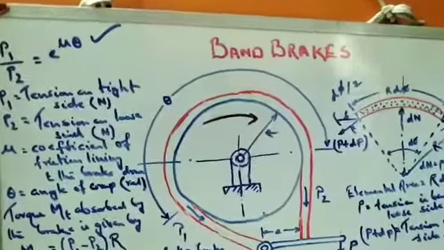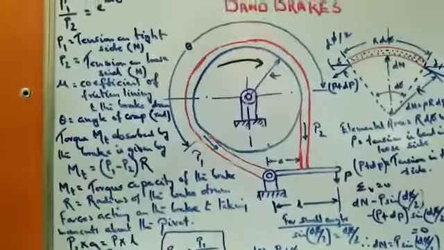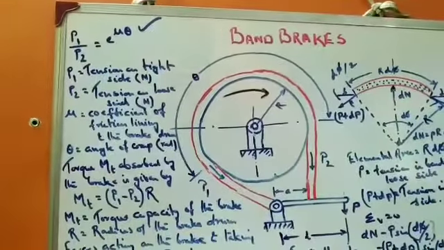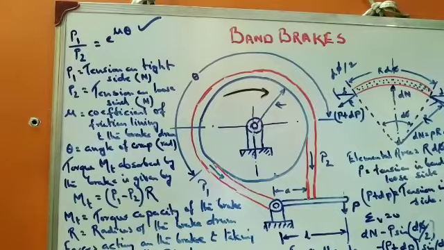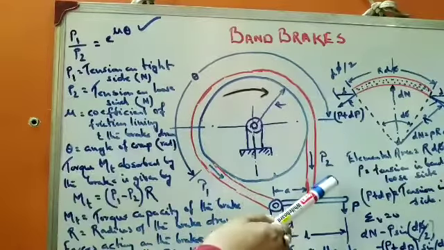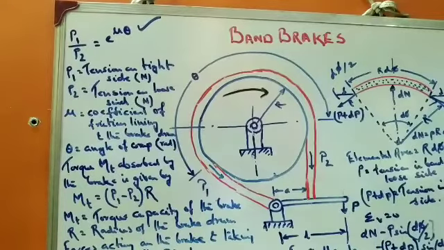flat belt, we know that for a flat belt P1 by P2 is equal to e to the power mu theta, where P1 is the tension on the tight side, P2 is the tension on the slack side or the loose side, and mu is the coefficient of friction between the brake drum and the steel strip lining. Theta is the wrap angle. You could see theta is the wrap angle.